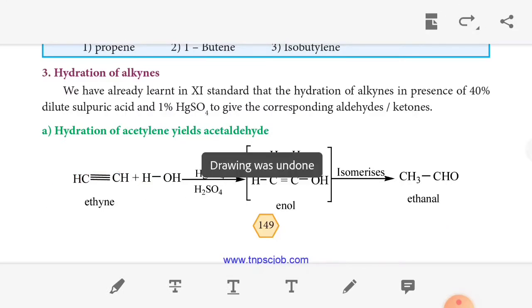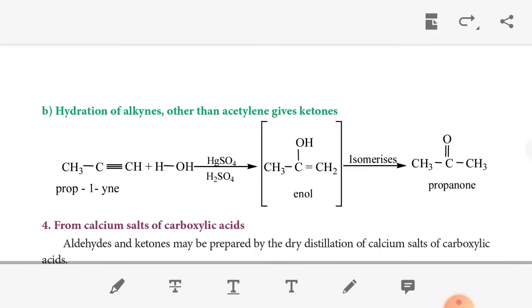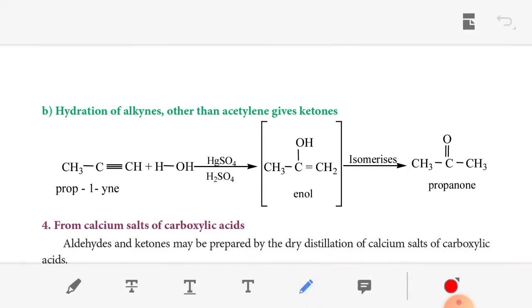The next one is hydration of alkynes other than acetylene, which gives ketones. The previous one was acetylene, and this is propyne. It reacts with water in the presence of sulfuric acid to form an enol, which then isomerizes to give ketone. In the previous case, acetylene reacts with water in the presence of sulfuric acid to form the enol, then isomerizes to give aldehyde. Here, other than acetylene, it gives ketone. So here propyne gives the ketone.